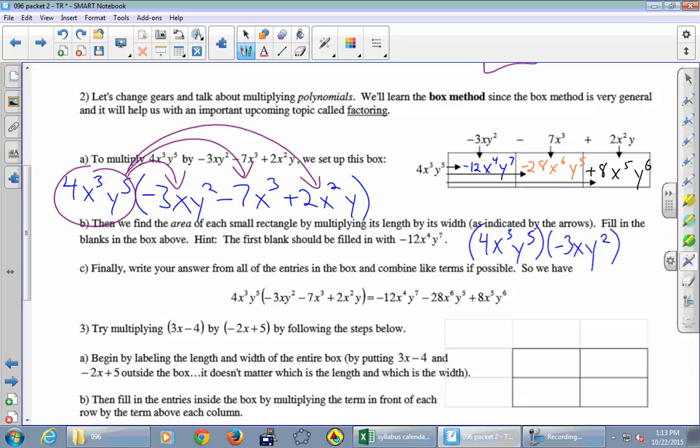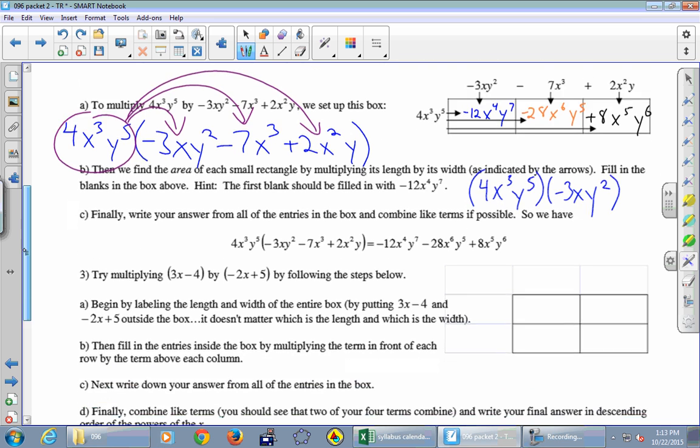I want you guys to buy that what we just did is equivalent to the distributive property. What we did was took 4x cubed y to the 5th and multiplied it by each of the three terms, right? And we called it areas, but it's just the distributive property, right? That guy on the outside times each of the three terms. Nothing new. Just a visual way to think about it.